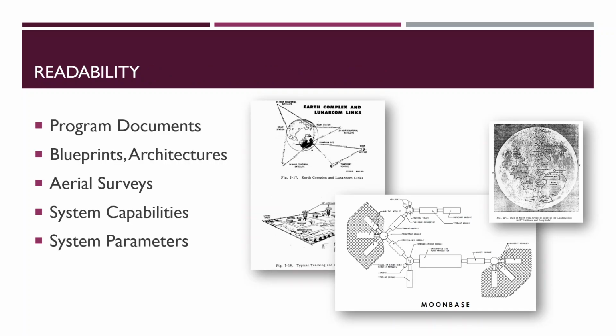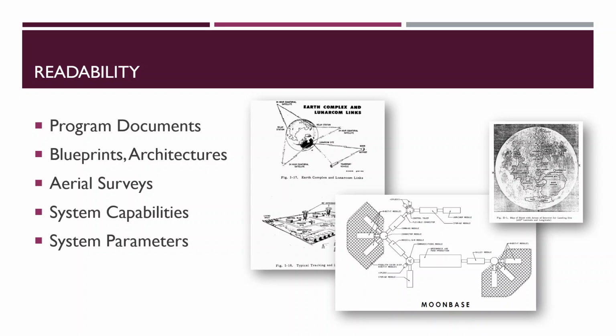Okay, readability. One of the components of being able to do this is we've got to have program documents, blueprints, architecture, surveys, system capabilities, system parameters. It kind of looks familiar, huh? Some of the stuff we've talked about up to this point. One of the things that we haven't talked about is parameters.